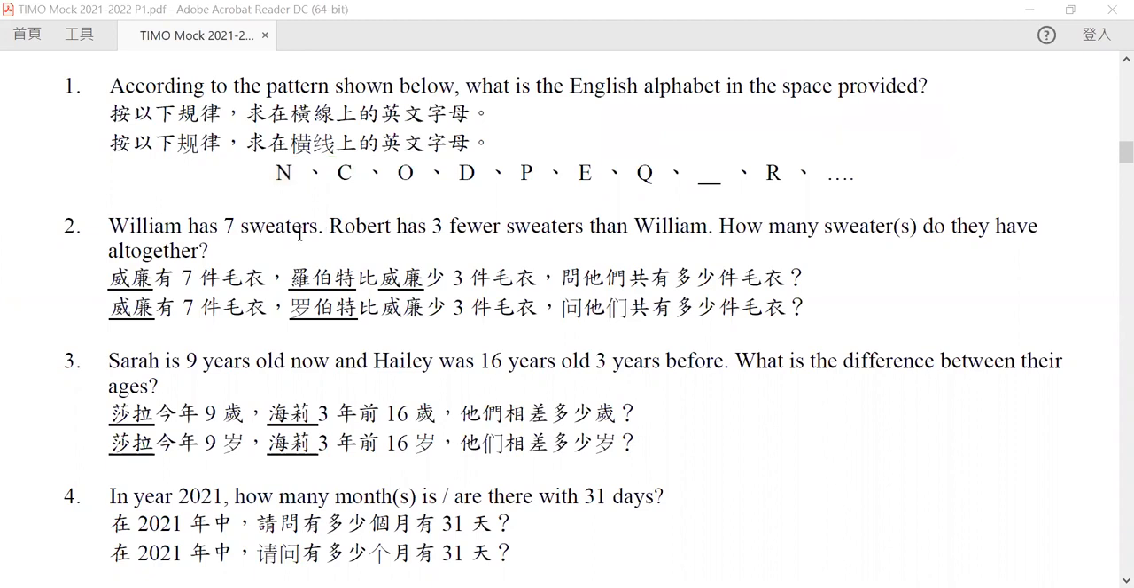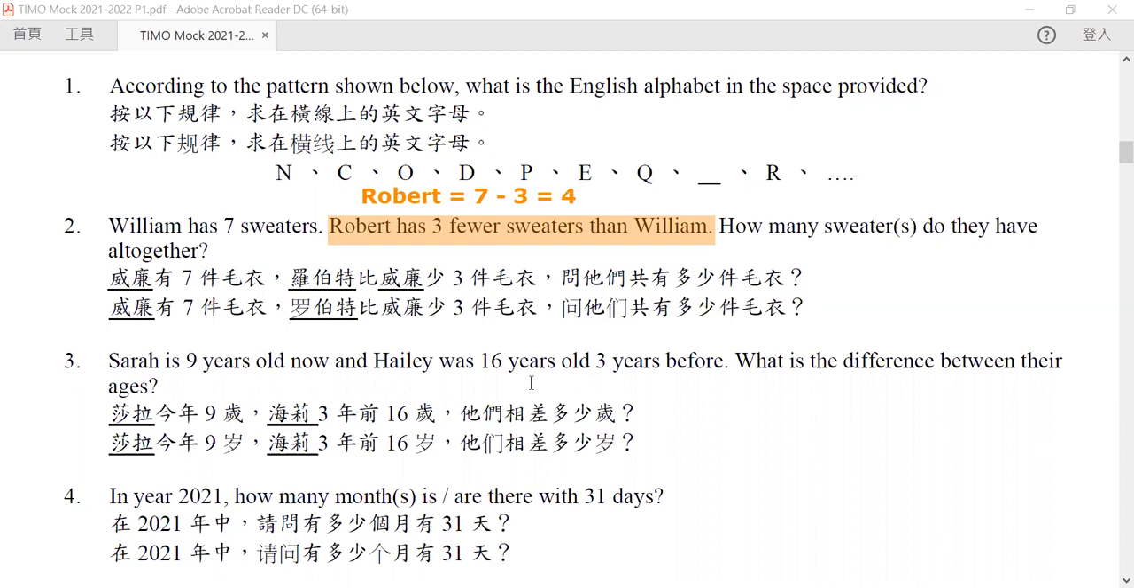William has 7 sweaters. Robert has 3 fewer sweaters than William. How many sweaters do they have altogether? So, just by this statement, Robert has 3 fewer sweaters than William, we can calculate how many Robert has, right? Because he has 3 fewer than William, and William has 7, it will be 7 minus 3, which represents 4. So Robert actually has 4 sweaters.